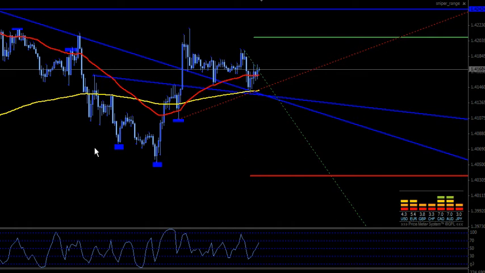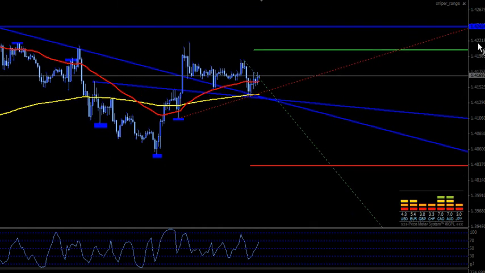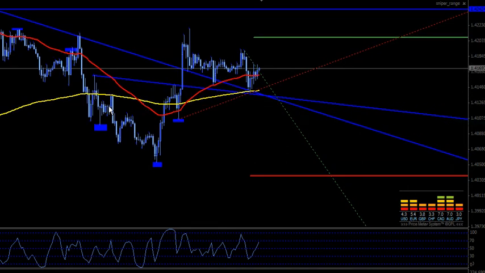So as you notice, we had an inverse head and shoulders pattern, and we could call this the right shoulder, or the left shoulder, I'm sorry. It doesn't really matter. The target on that is 42.42. Have not met it yet. But in the meantime, we have formed another inverse on this 30-minute as time went on.